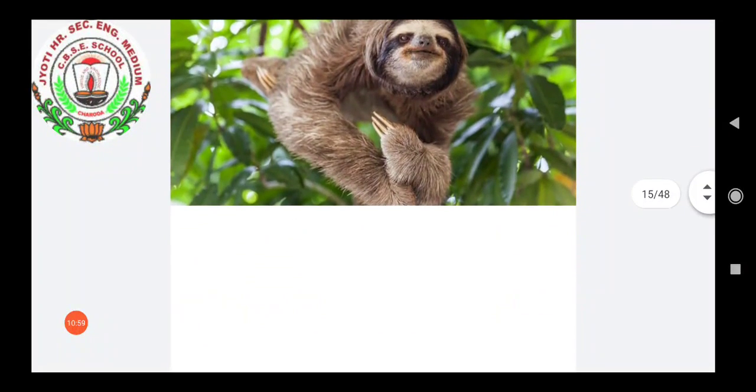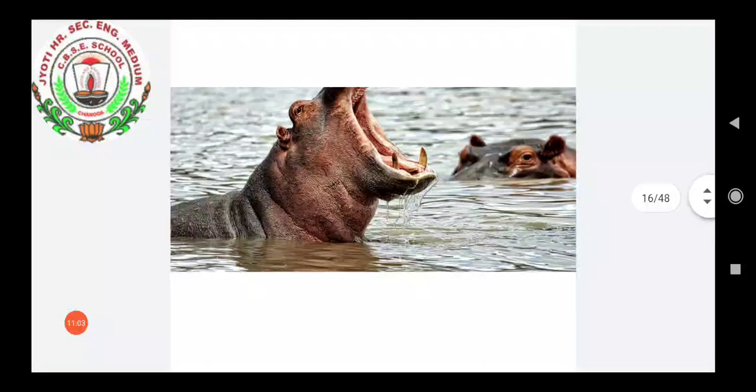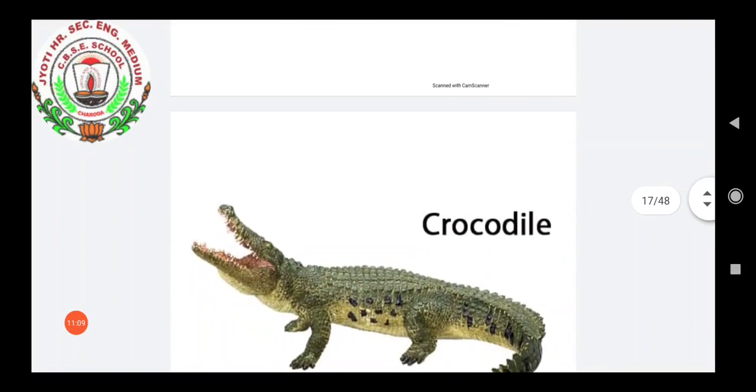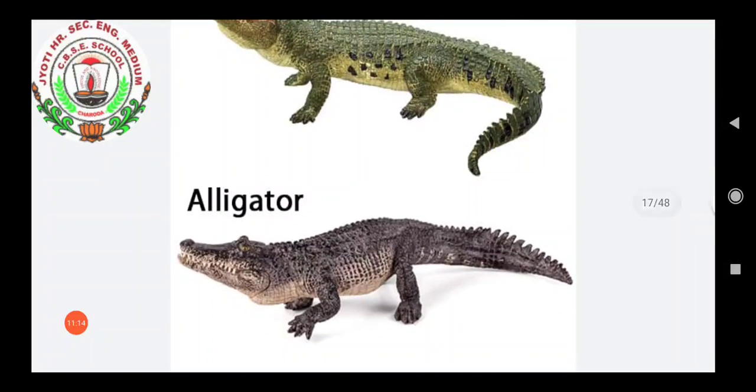Now, besides tree dwelling animals, we have some animals which are found near water courses. Among them, we have hippopotamus, crocodile, and alligator. All these animals are found near water courses. Besides these animals, numerous varieties of insects are there: mosquitoes, butterflies, tsetse flies, ants, and birds are also found there.